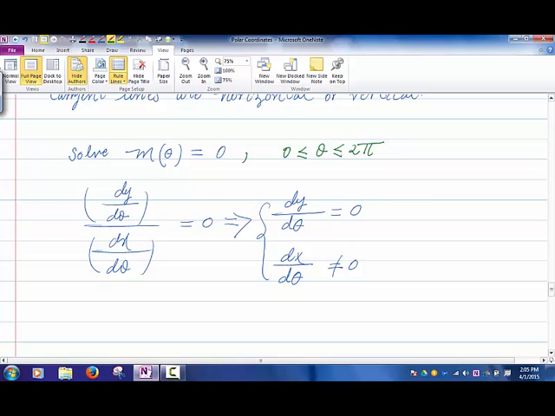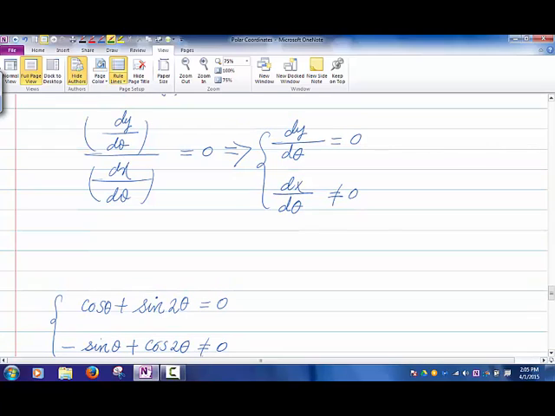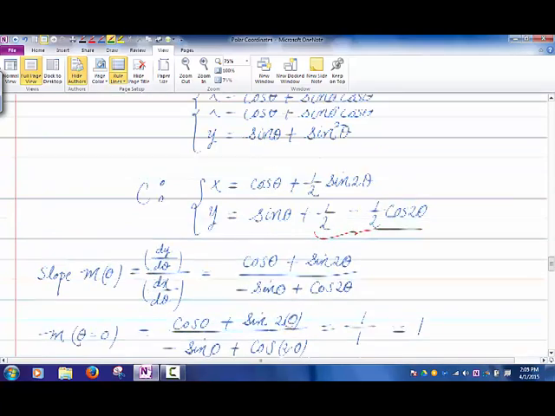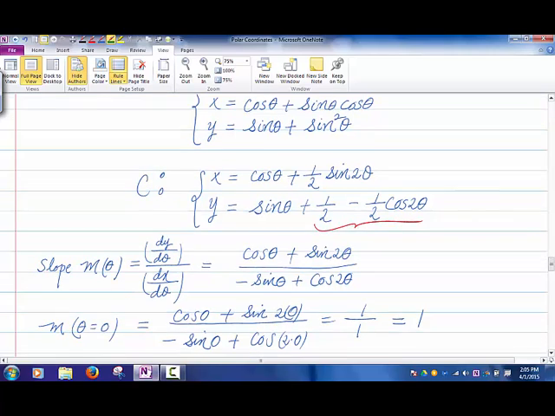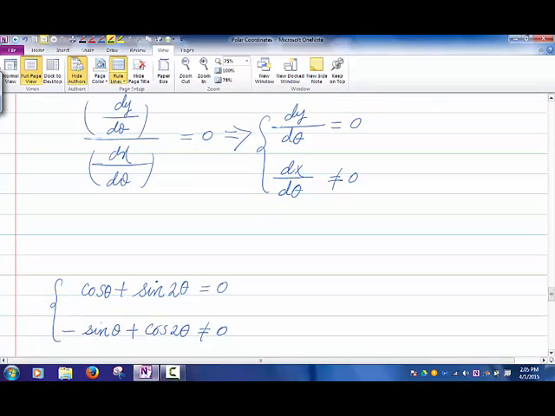So what do I do then? Well, I want to solve for dy d theta. Remember, we found it last time, and I'm just plugging it in. Dy d theta was cosine theta plus sine 2 theta.